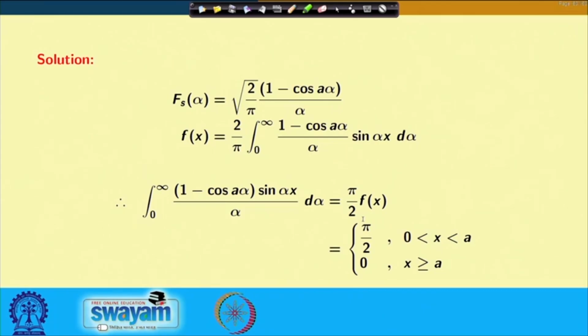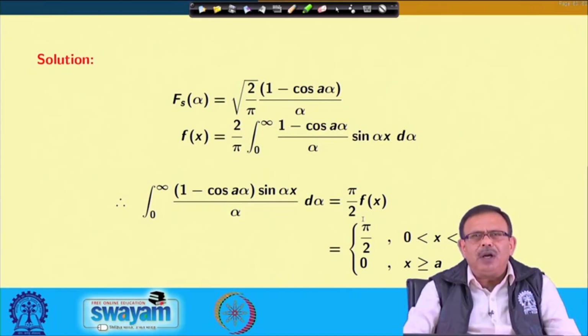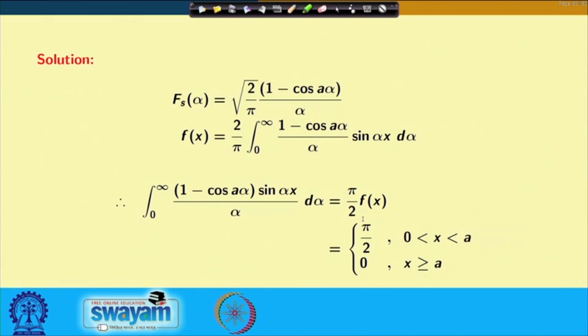So, two things we have done in this lecture. One is how to find the Fourier cosine transform or Fourier sine transform of a function whenever the function is given to me. And also, whenever I am finding the Fourier sine or Fourier cosine transform of the function, using the inverse Fourier cosine or inverse Fourier sine transform, I can find the value of some other integral also. This is the advantage of using the Fourier sine and Fourier cosine transform.